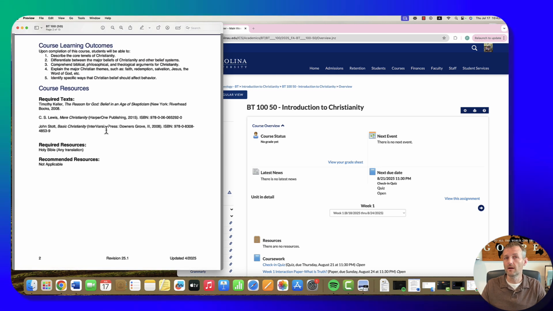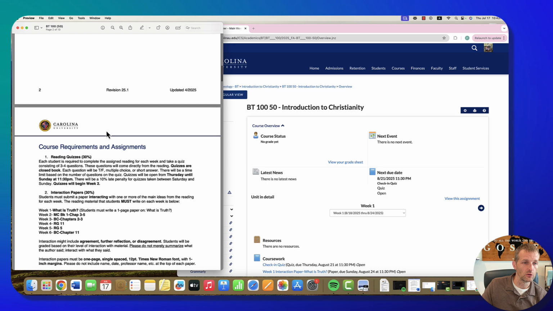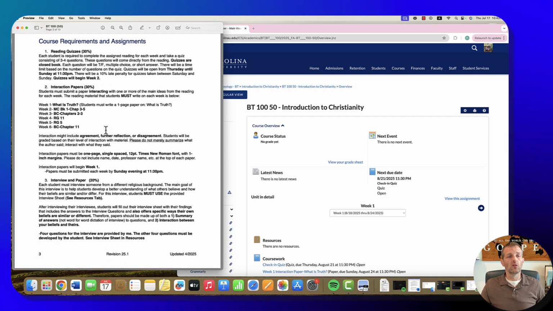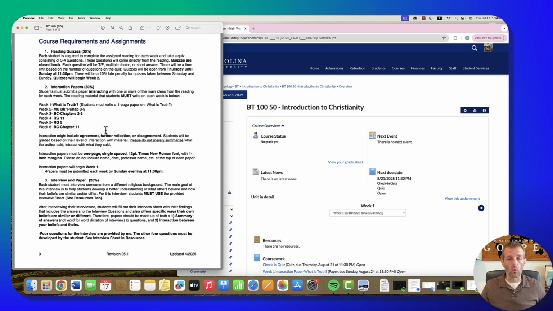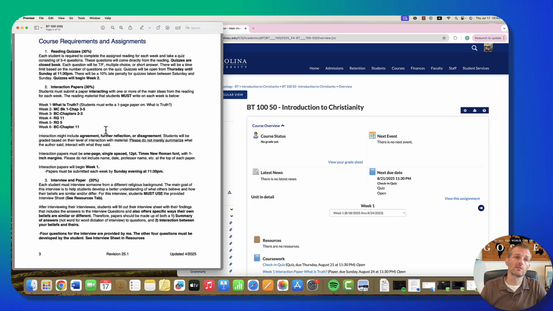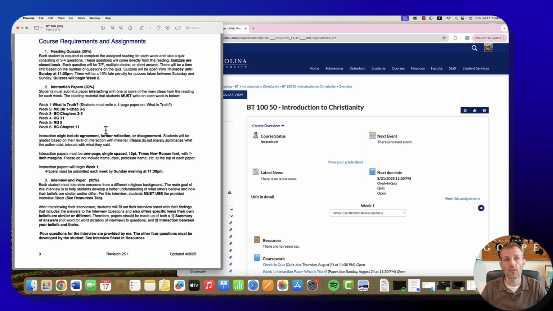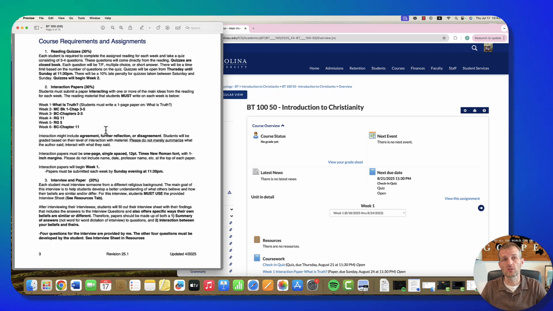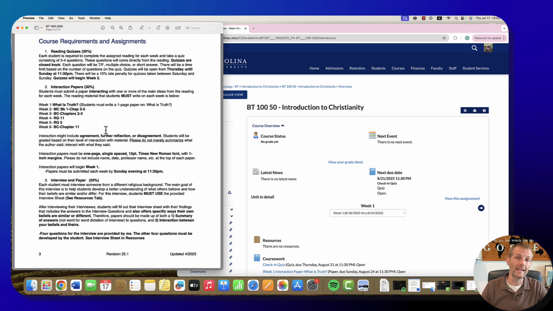And you're going to need them as soon as possible, because you're going to have reading quizzes starting week 2. Speaking of which, let's talk about our 4 course requirements and what is expected of you in these assignments. Number 1, you got reading quizzes. These reading quizzes are going to make up 30% of your grade. They're going to be made up of true or false, multiple choice, or short answer questions. They're going to be based on your reading for the week.